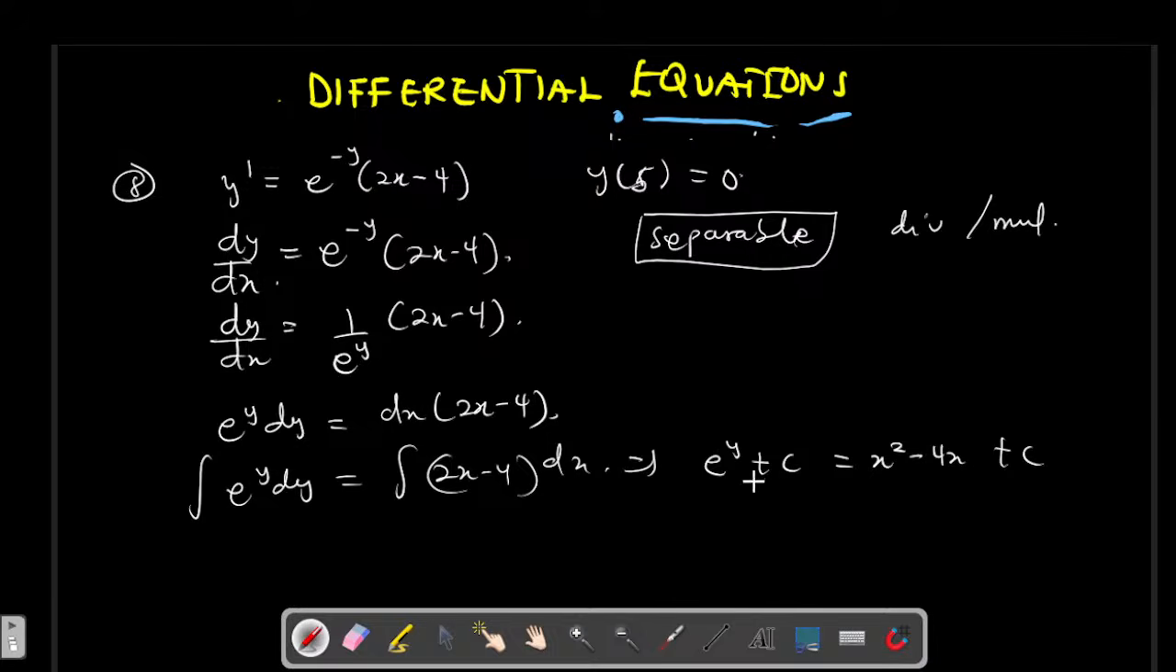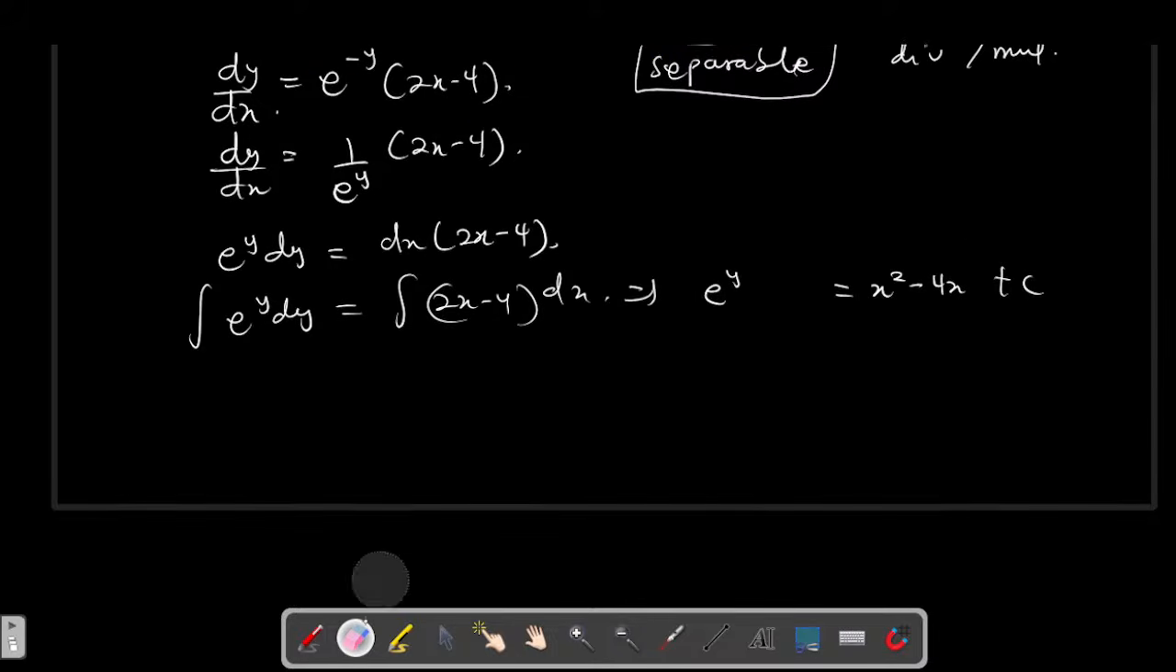Please, whenever you do separable, merge your constants and get only one. You don't need two constants, okay? And don't think that you can send c to cancel c. No, c is an unknown. It doesn't have a value, so you cannot actually cancel it. So you have this here. You have e to the power y is equal to x squared minus 4x plus c.